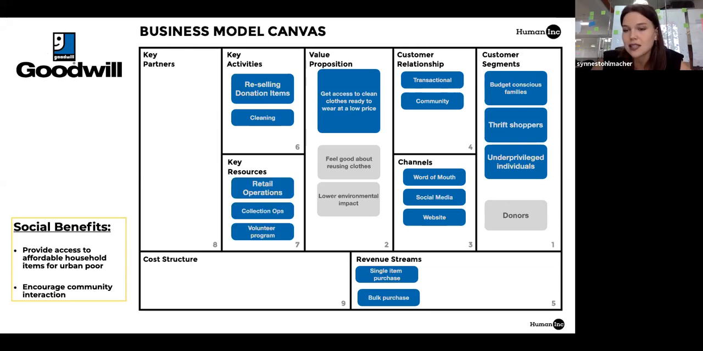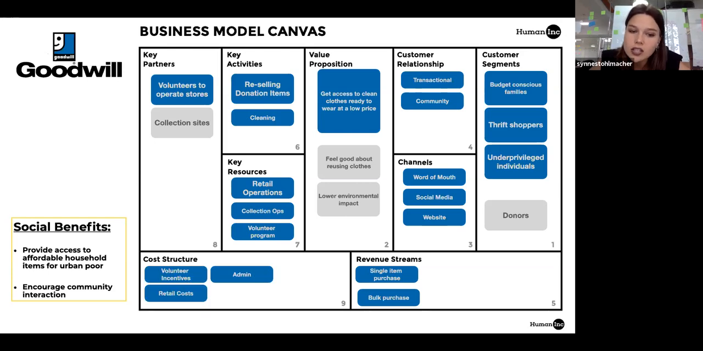The key resources are their retail operations and their collection operations, so they also have to collect all of these clothes, and they also have a big volunteer program with all the people that are working at Goodwill and helping that cause. The key partners are their volunteers, and they also have all these different collection sites that they work with where they pick up the donated goods.